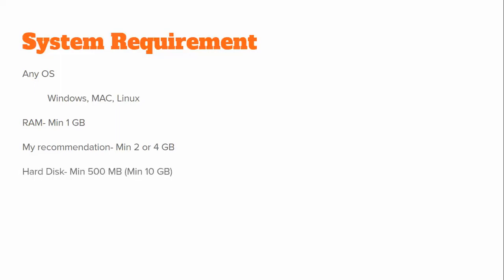When it comes to hard disk, you need minimum 500 MB space, but again I recommend if you have a free space of 10 GB, it's a good way to start. And apart from that, you need current user with admin rights because we will be doing some path variable changes. So if you don't have admin rights, you will not be able to change the path variables. Apart from that, you need all the browsers which you are going to use for your automation, and finally definitely the internet connection.